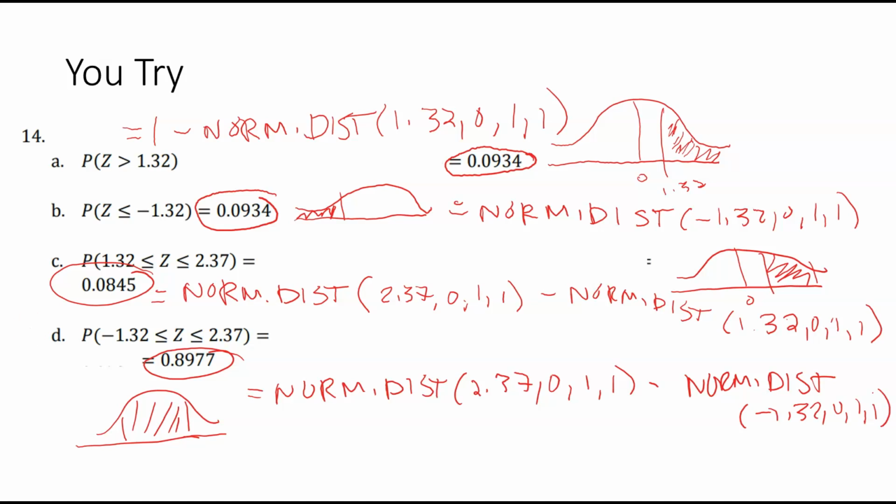And we'll pause there, and next we will do the reverse, when we're given the probability and we want to find the z-score.